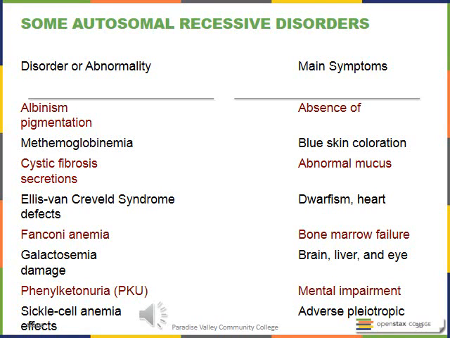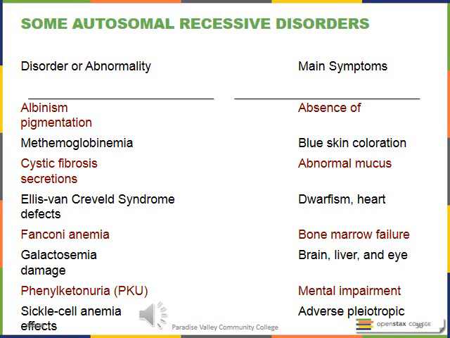I know a little less about these than I did the other slide. Albinism, pigmentation, or actually these are not lined up very well. Albinism is a disorder, and the symptom is absence of pigmentation. Okay, so those lines got a little off kilter there.